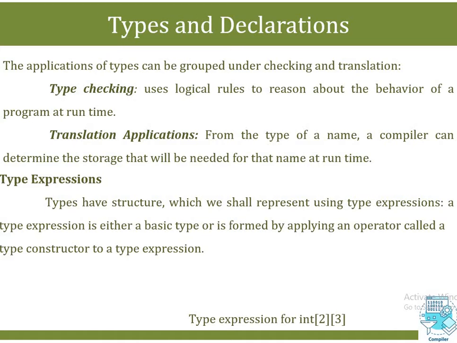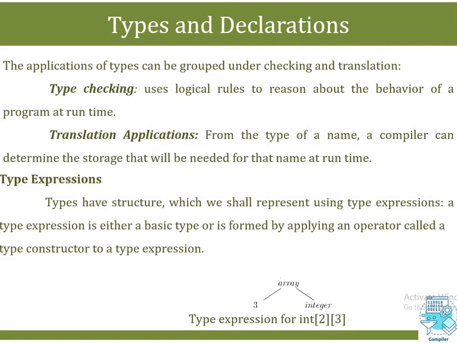Let us see some examples. Say I have a two-dimensional array int 2 of 3, which means 2 rows and 3 columns. How can we express this using a type expression? First we have to define the one-dimensional array. Everyone knows a two-dimensional array is nothing but a collection of one-dimensional arrays. When we say int 2 of 3, it means a collection of two one-dimensional arrays with size 3 each.